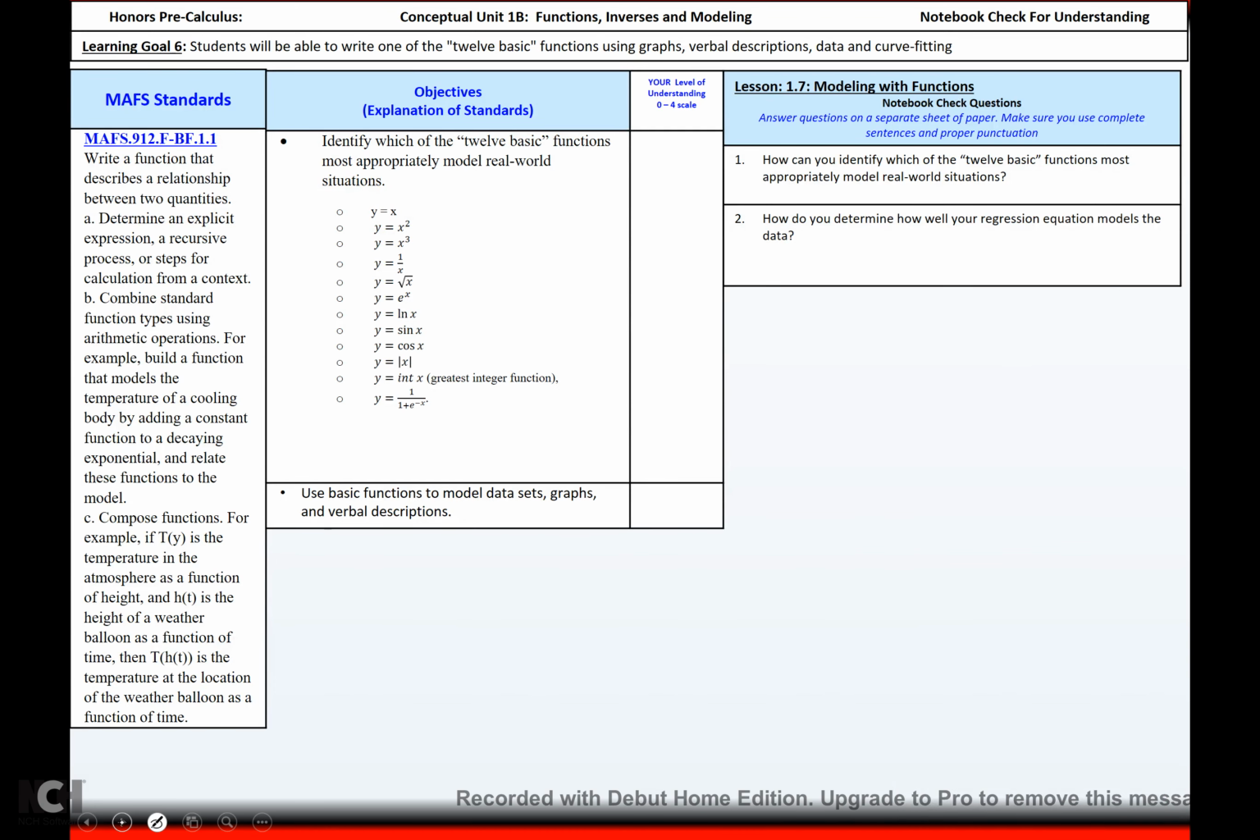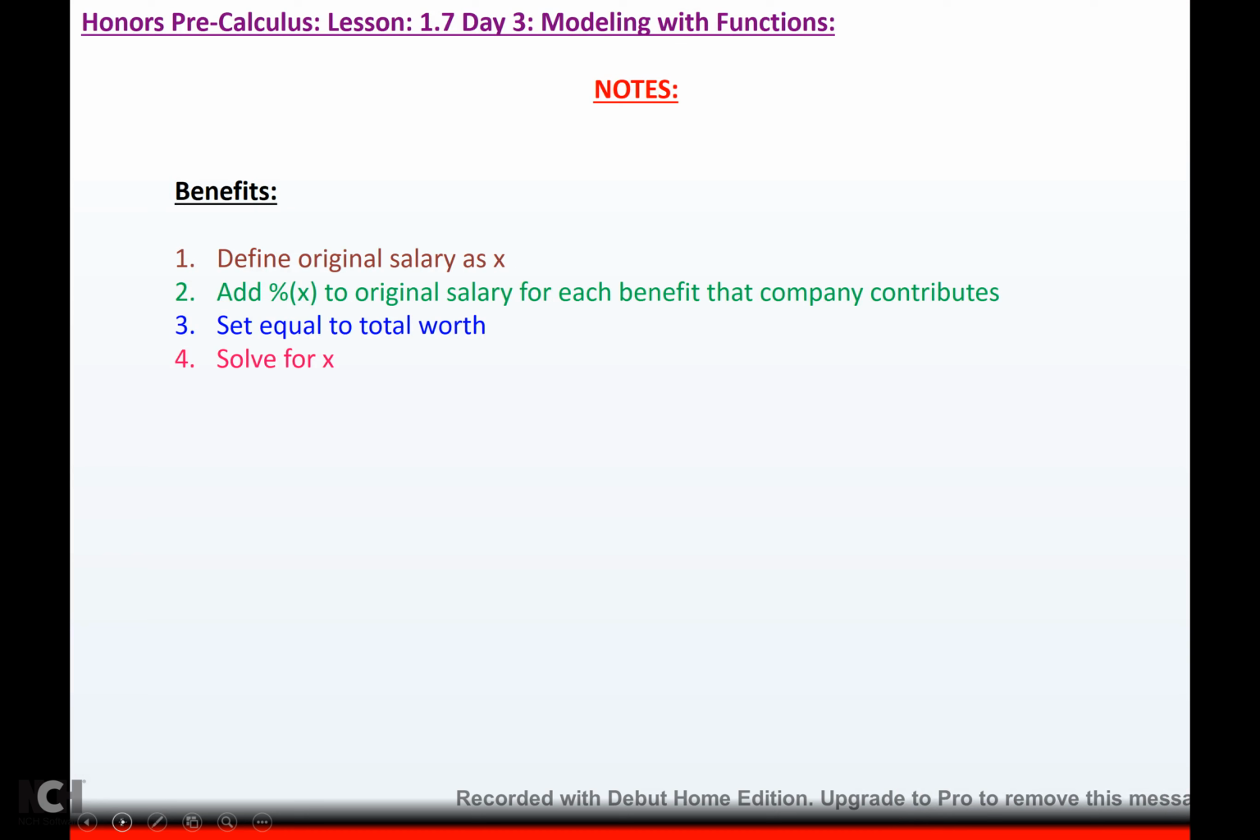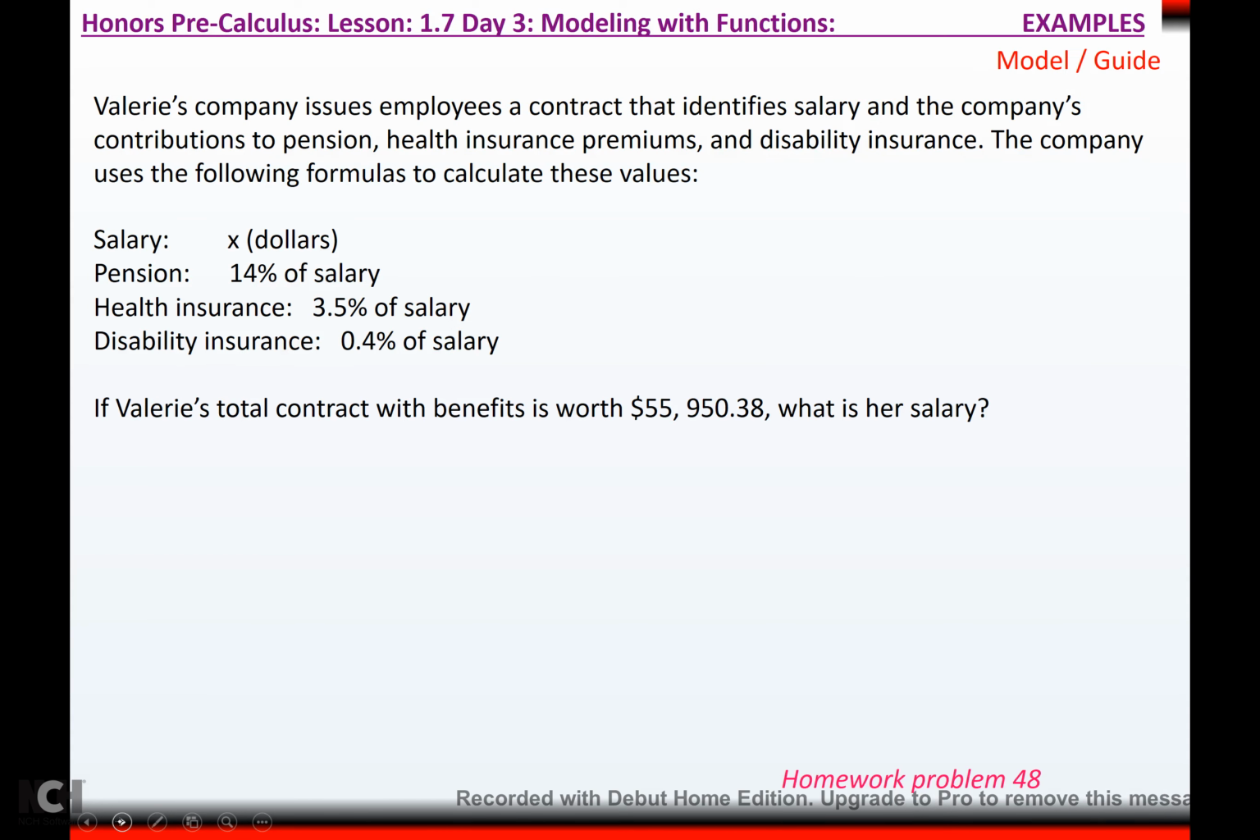Okay? All right, benefits. Define your original salary. Add your increase to your original salary for each benefit that the company contributes. Set it equal to the total worth and solve for X. So it says Valerie's company issues employees a contract that identifies salary and the company's contributions to pension, health insurance premiums, and disability insurance. The company uses the following formulas to calculate these values. Your salary is X dollars. Your pension is 14% of your salary. Your health insurance is 3.5% of your salary. Your disability insurance is 4% of your salary.